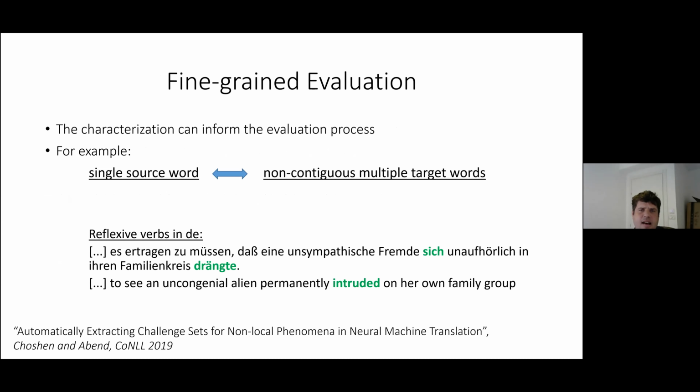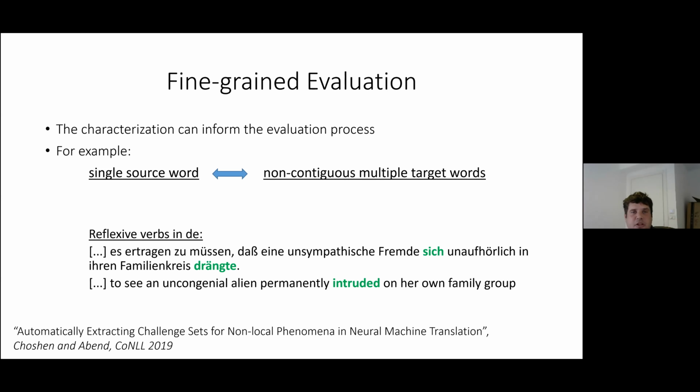In this study, we looked at cases where a single source word translates into non-contiguous multiple target words, right? So for instance, in this example in German to English, "sich drängte", right? You need to translate them both. You need to understand that they both form a lexical unit together in order to be able to translate it correctly into "intruded".